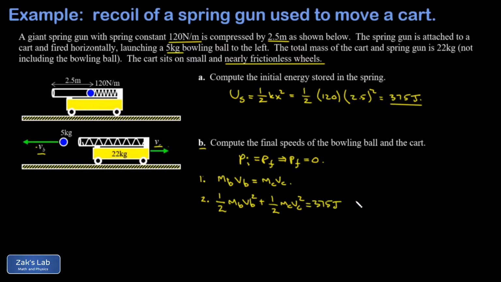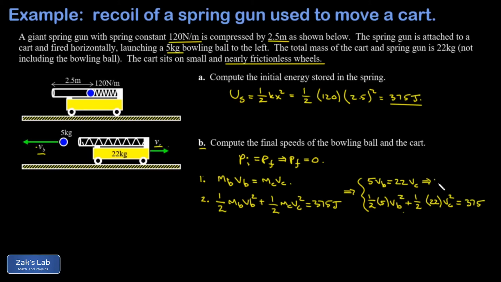Now we can just plug numbers in and solve the system algebraically, and we should be able to get our final speeds. So the mass of the bowling ball was 5 kilograms. Again, the speed is unknown. The mass of the cart is 22 kilograms. The speed is unknown. And we also plug the masses into the energy equation. Now to solve this system, we're going to use substitutions. What I do is take the first equation and solve for one of these speeds, and then I'll plug it into the energy equation, leaving me with only one unknown.